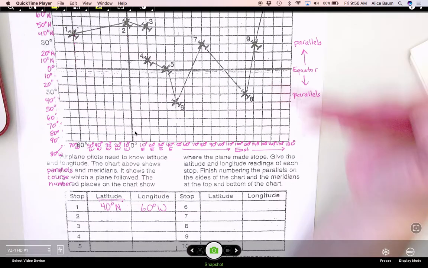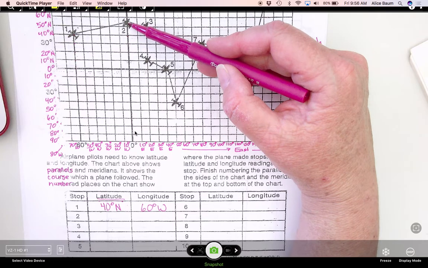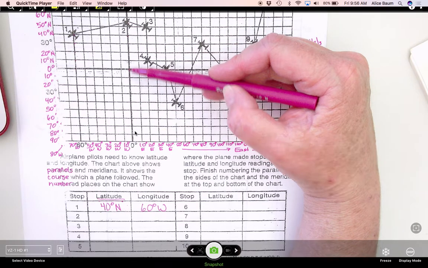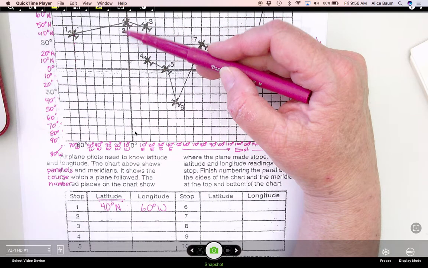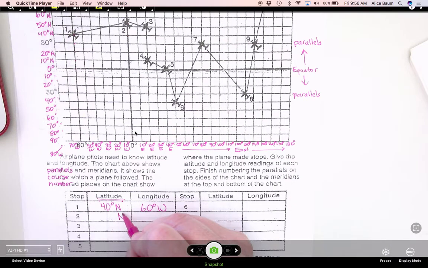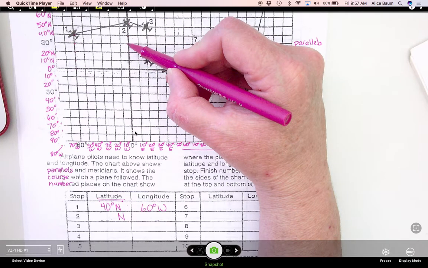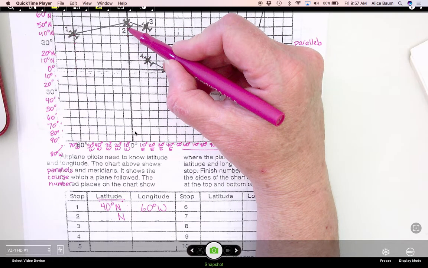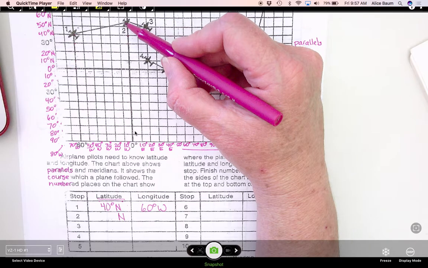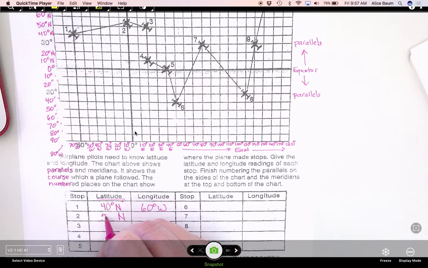So I'm going to go to the next plane, and it's north. I'm looking right here, it's north. So I might write my north right away, and then I might count my north. 10, 20, 30, 40, 50. Well, it's not at the 60, so this one's tricky. It's in between. We'll call it 55 degrees north. Remember, you can pause at any time.